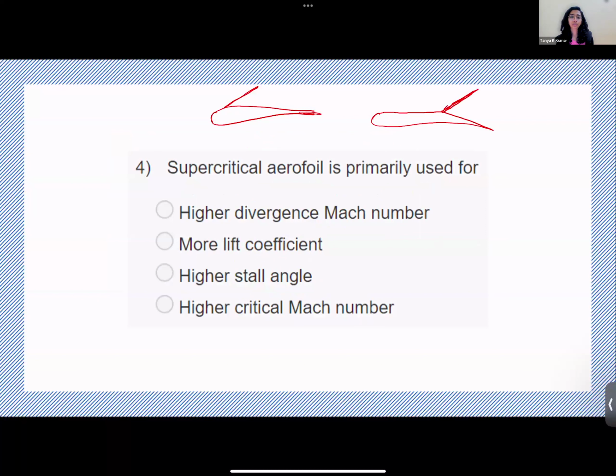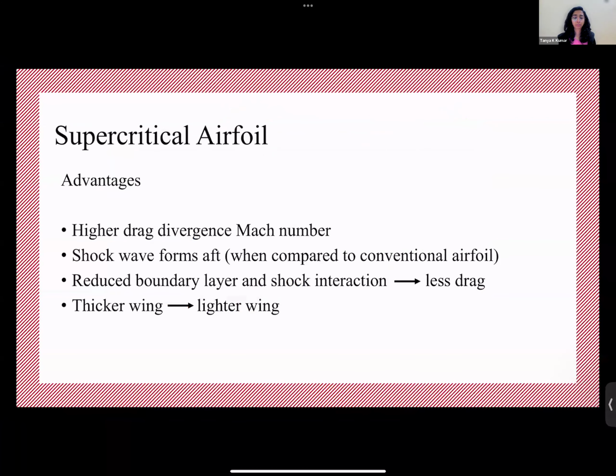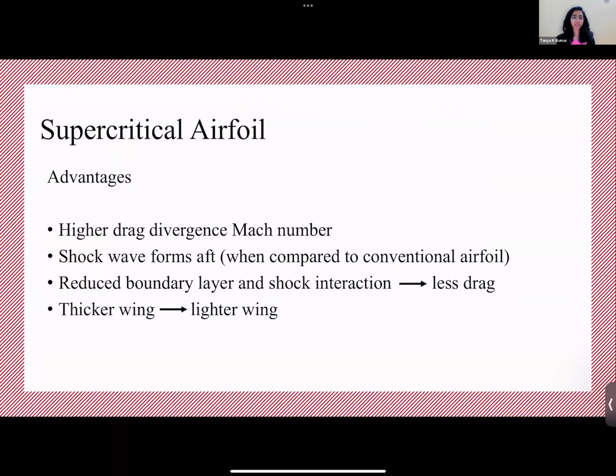So it's primarily used for a higher divergence Mach number, because we just saw what the divergence Mach number is: the Mach number at which the shock wave begins to form. This was a slide from one of the previous sessions, where we'd seen the advantages of the supercritical airfoil. It has a higher drag divergence Mach number. The shock wave forms aft when compared to a conventional, typical cambered airfoil. So you have reduced boundary layer and shock interaction, and hence less drag. It's delayed, so there's lesser interaction and hence lesser drag.